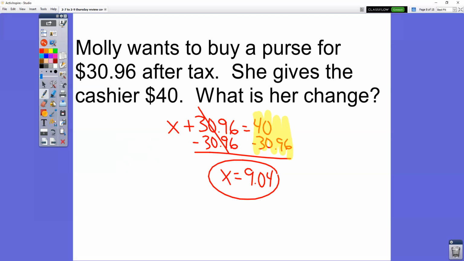So on your quiz tomorrow, the first question will have 4 different choices of equations. You're going to have to choose the correct equation, and then the next problem, you're going to have to solve that word problem using your equation.